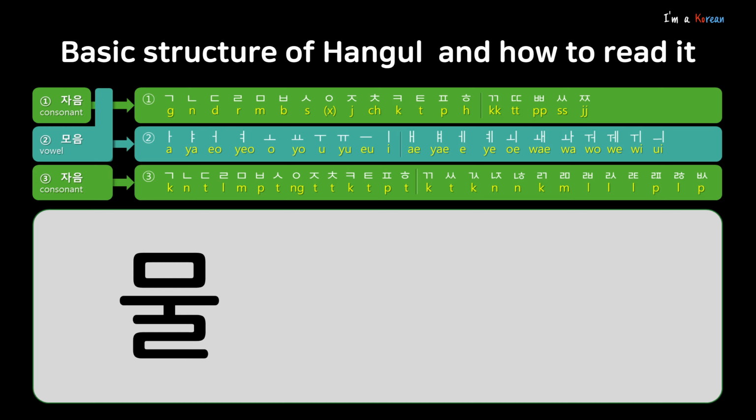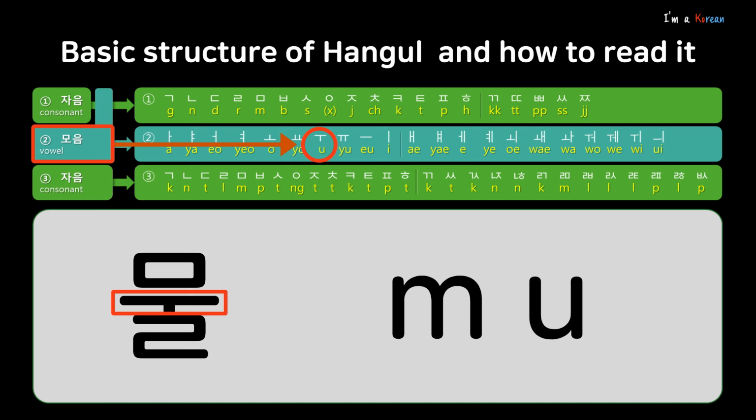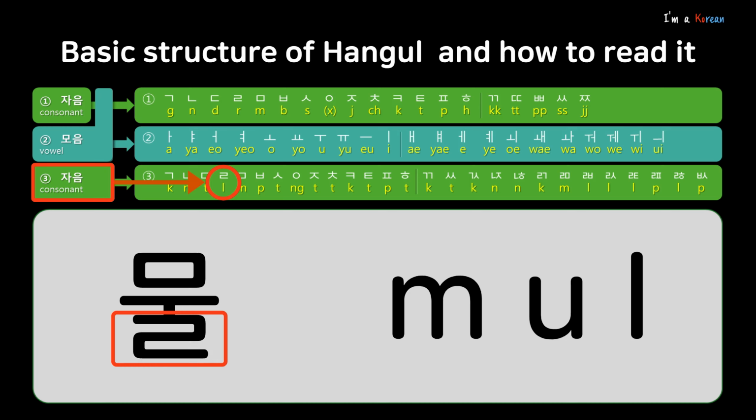Shall we read the next character? The first consonant, mieum, is identified as m. The second vowel is positioned differently from before, as it is located below. If you look for u, it corresponds to u. The final consonant, rieul, is confirmed as l. When combined, these produce the pronunciation mul. Let's listen to it in a native speaker's pronunciation.